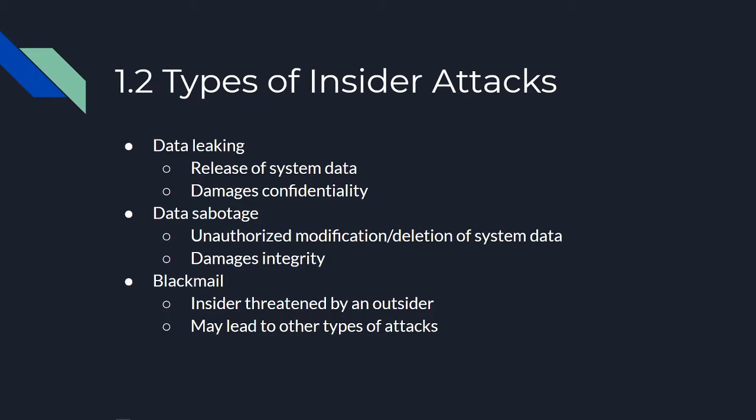For the types of insider attacks, we included three of the most common types. The first is data leaking, which is the release of system data. This, of course, damages the confidentiality of the system's data. And then there's data sabotage, which is unauthorized modification or deletion of system data, and this damages the integrity of the data. And then the third type of attack is sort of like a subtype, and it is blackmail. Basically, this is when an insider is being influenced or threatened by an outsider to commit an insider attack. And this usually leads to other types of attacks, such as data leaking or sabotage.